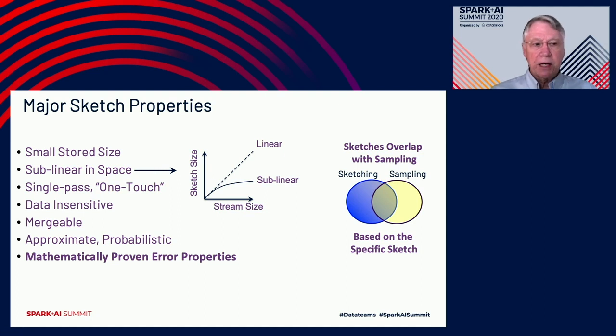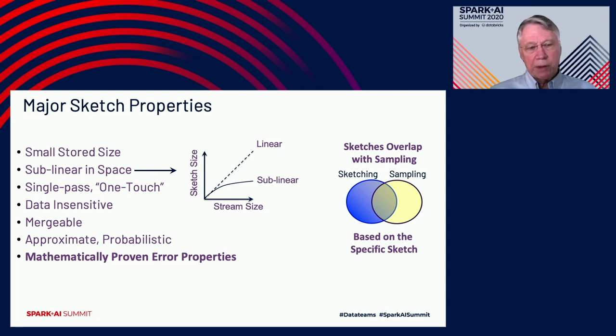The third major property is what we call single pass or one touch. It only touches each item once and doesn't need to go back and look at older items in the stream at all. It's what we call one touch. And that's very important for real-time analysis.